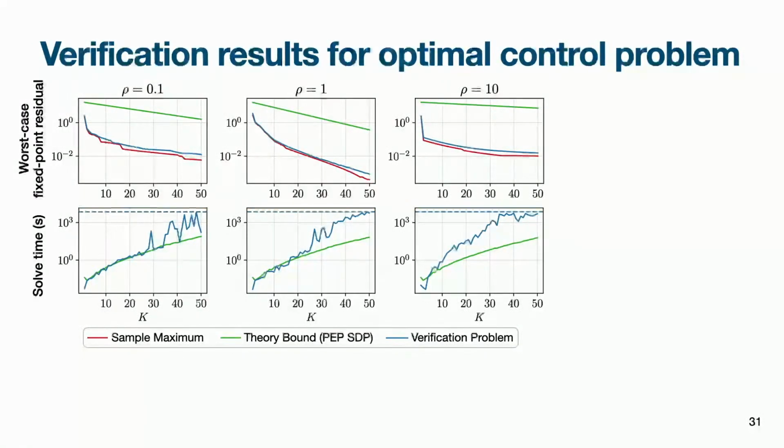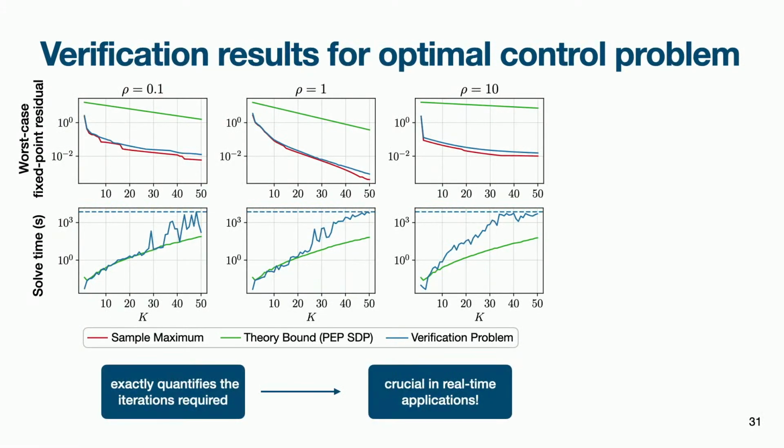The green line is what the theory tells us from PEP, and then the blue line is the solution of our mixed integer linear program, and the red line is the sample maximum that we compute. So again, the interesting thing is that this exactly quantifies the worst case number of iterations. So for a real-time application like this one, it is very important to be able to quantify the threshold on the y-axis under which we can guarantee that we solve all the instances of these problems.